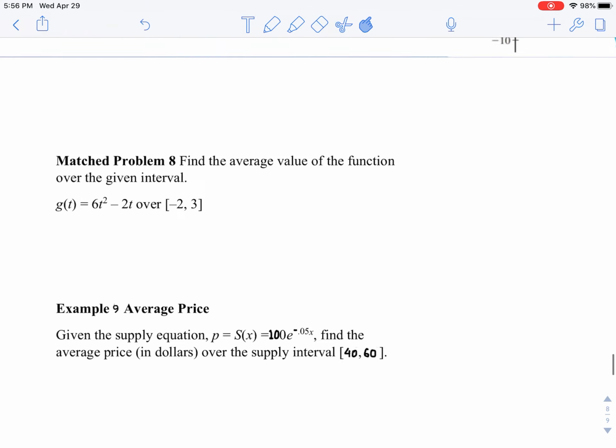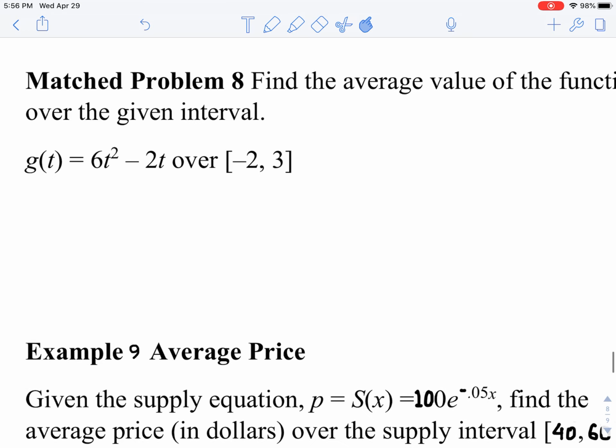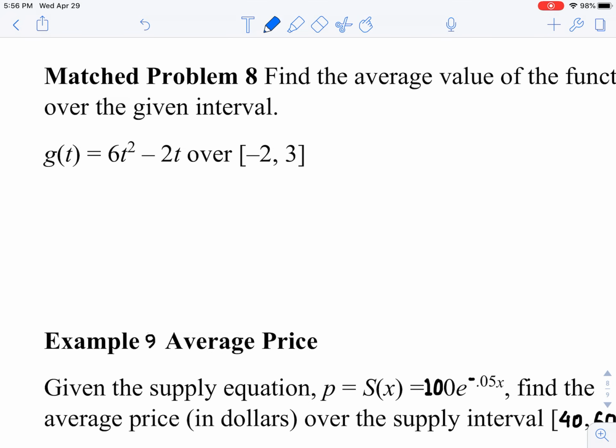Okay, so you have an example to try. Again, so that you can see this. Or in this case, g of t dt.